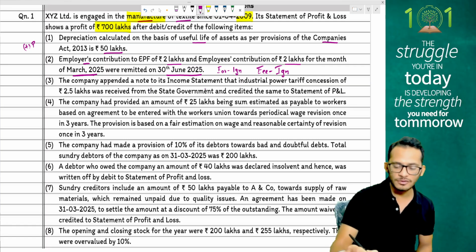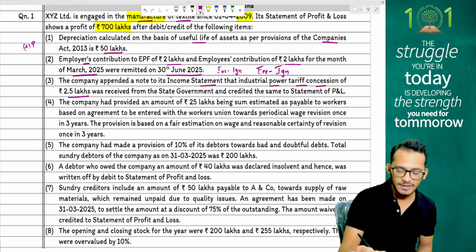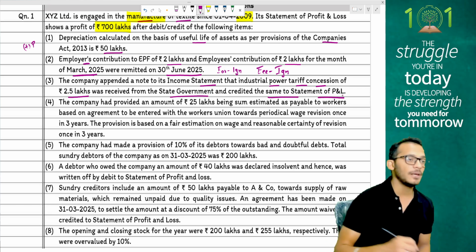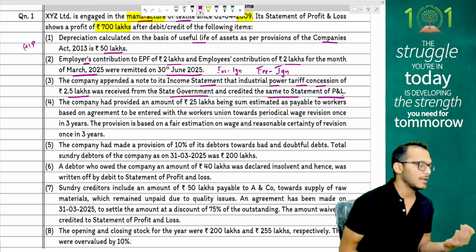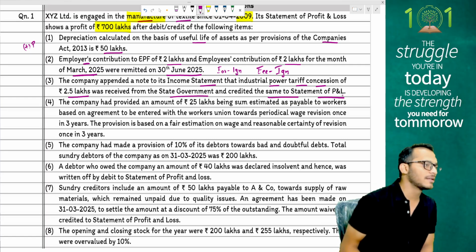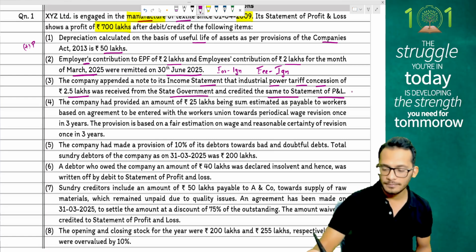The company has appended a note to its income statement that the industrial power tariff concession of rupees 2.5 lakhs, which was received from the state government, was credited to the P&L account. Reading the lines, people, what is happening? I have received some money from government, which is nothing but a grant. People, grants received from government are to be put in the P&L unless it is relating to a capital asset. Nothing is given in the question. Assume it is a revenue grant. Therefore, simple.